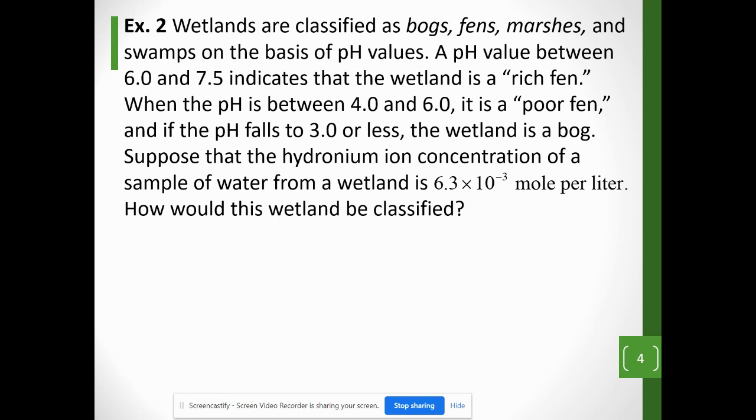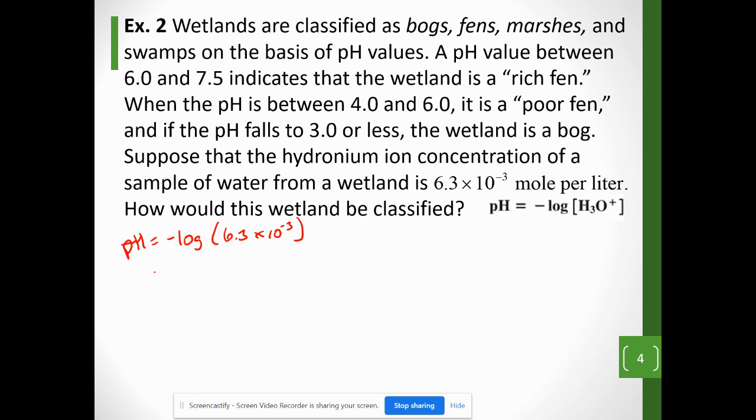Let's remember our formula. The pH is negative log of whatever we have. So in this case, my pH level is going to be negative log of 6.3 times 10 to the negative 3. Now, remember we learned how to expand. In multiplication, we expand it as an addition.